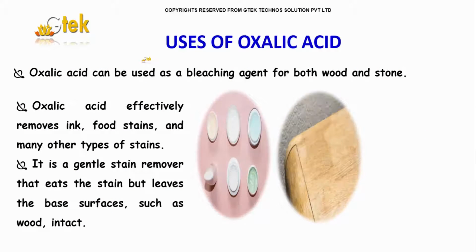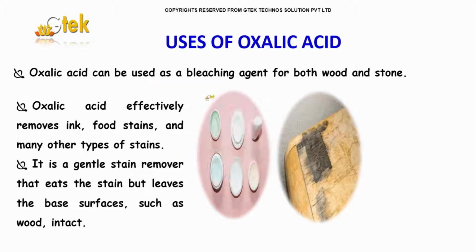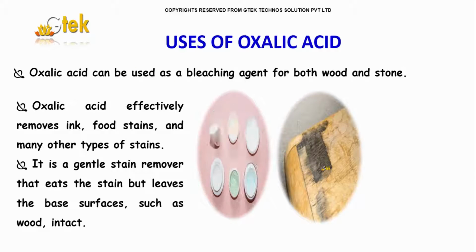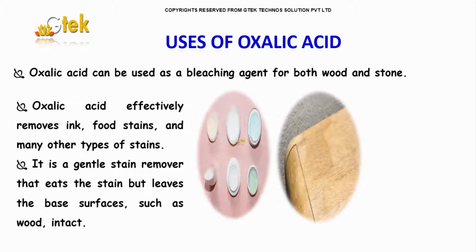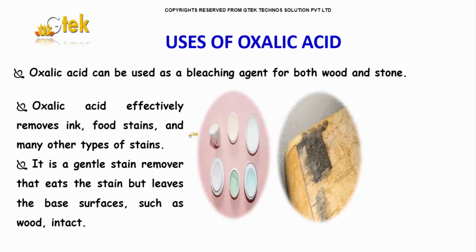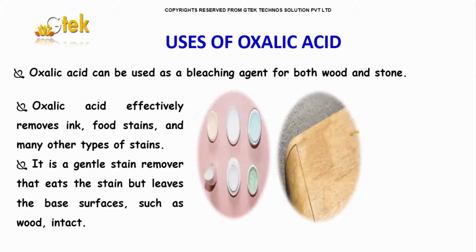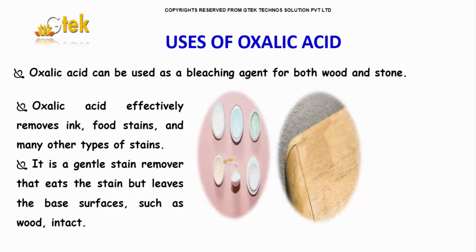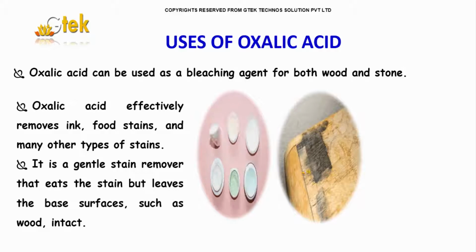Further, on the uses of oxalic acid: it can be used as a bleaching agent for both wood and stone. Oxalic acid effectively removes ink, food stains and many other types of stains. It is a gentle stain remover that aids the stain but leaves the base surface such as wood intact.